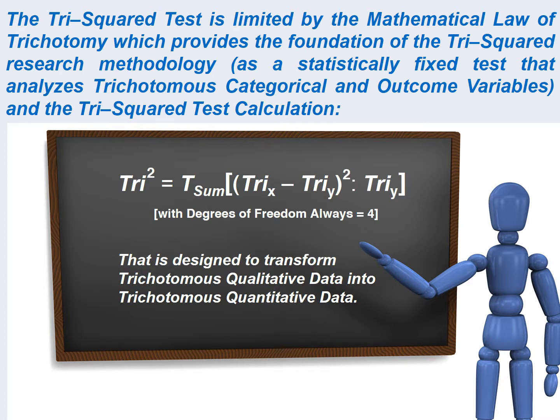The tri-squared test is limited by the mathematical law of trichotomy, which provides the foundation of the tri-squared research methodology. It is a statistically fixed test that analyzes trichotomous categorical and outcome variables. In the tri-squared test calculation seen here, tri-squared is equal to the total sum of the collected tri-x coordinates minus the tri-y coordinates squared as a ratio of the tri-y coordinates, with a fixed degrees of freedom that is always 4. All of this together is designed statistically to transform trichotomous qualitative data into trichotomous quantitative data.